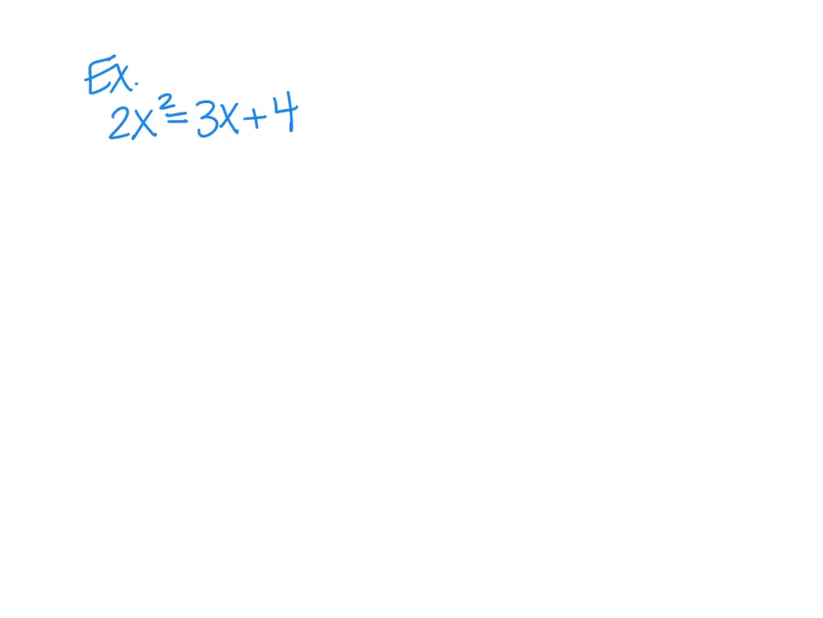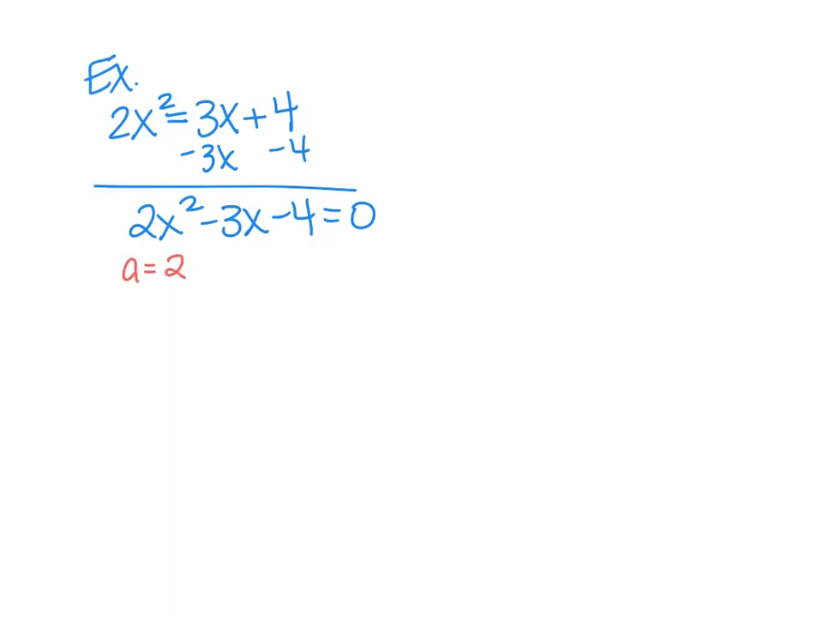Okay, so let's try one more example here. We've got 2x squared equals 3x plus 4. Now remember, the first step is to make sure that it's set equal to 0 or it's not ready to use the quadratic formula yet. So what I want to do is I want to go ahead and move that 3x over, and I want to move that 4 over. So I've got 2x squared minus 3x minus 4 equals 0. Now I can go ahead and identify my a, which is 2, my b, which is negative 3, and my c, which is negative 4.